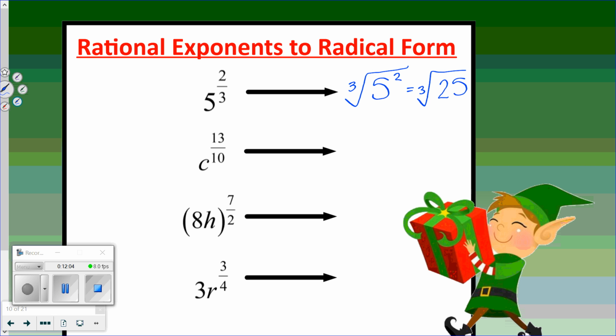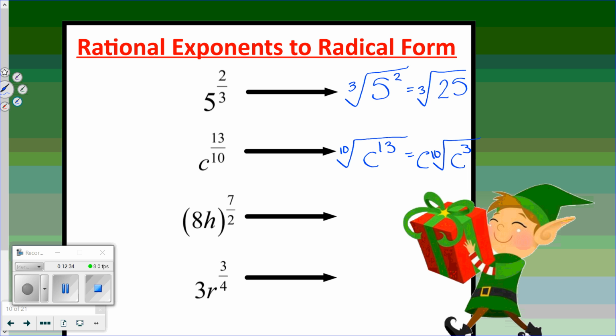All right, the next one would be what root? 10th root of c to the 13th. Can I simplify that? How many groups of 10 can I take out? How many would be left over? Good, so it'd be c times the 10th root of c to the third. We always want to make sure we simplify.